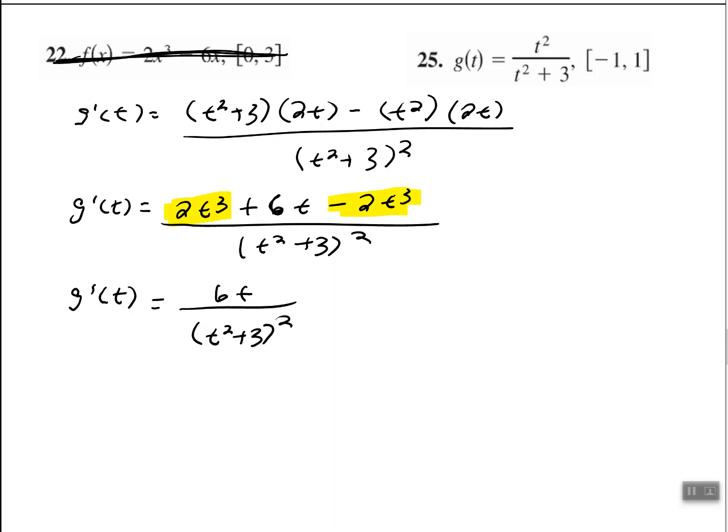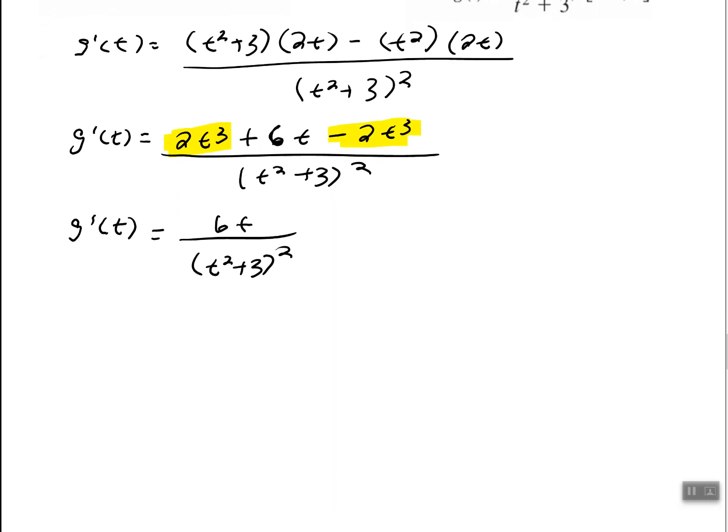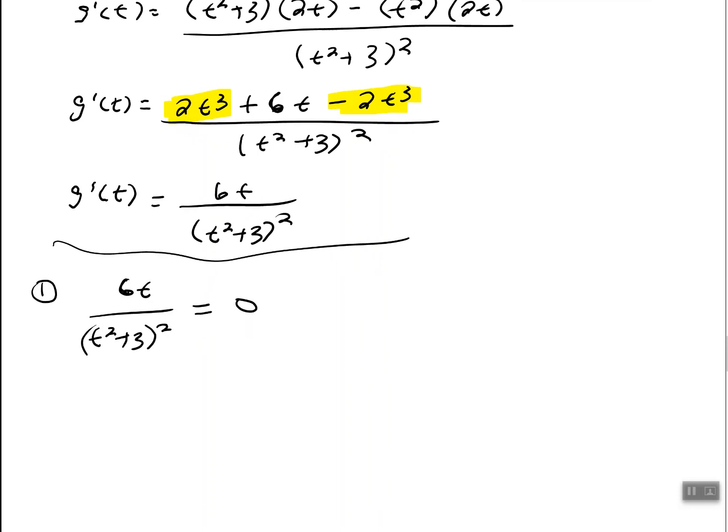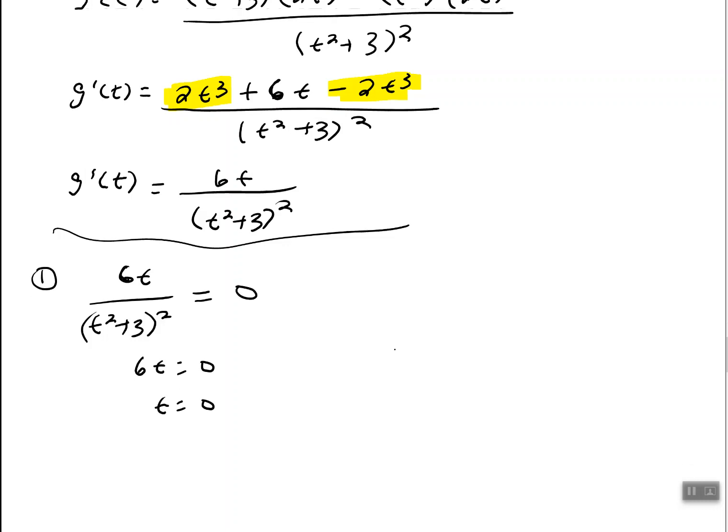All right, so we have our derivative. So now we should be able to find our critical number or numbers. And remember, we set our derivative equal to 0 to find the critical number or numbers. All right, so we multiply both sides by t squared plus 3 squared. So that would just give us, because we'll be multiplying by 0, 6t equals 0, which gives us a critical number at t equals 0.